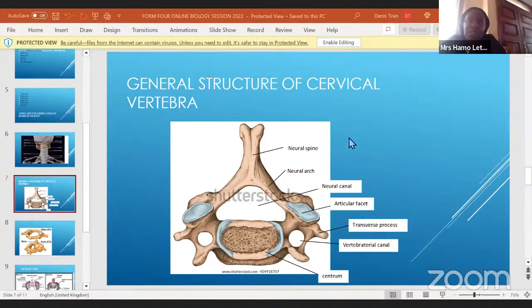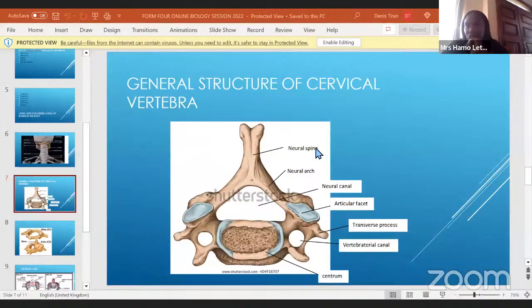The spinal cord passes through the central hole, which is referred to as the neural canal. Then we have articular facets that allow each bone to join with the adjacent one, either along or on the lateral side. Then we have a large solid part of the bone, which is referred to as the centrum.